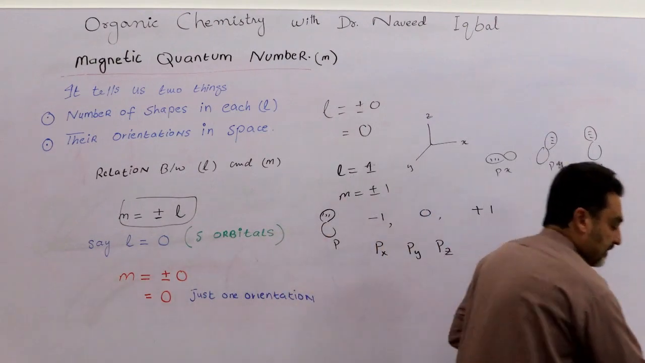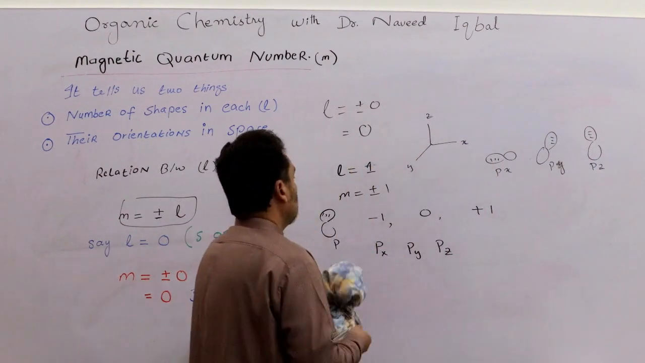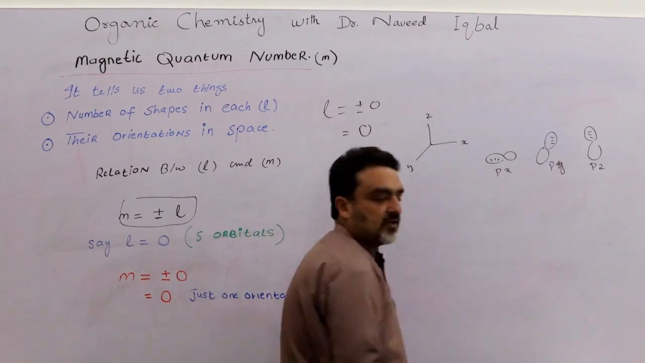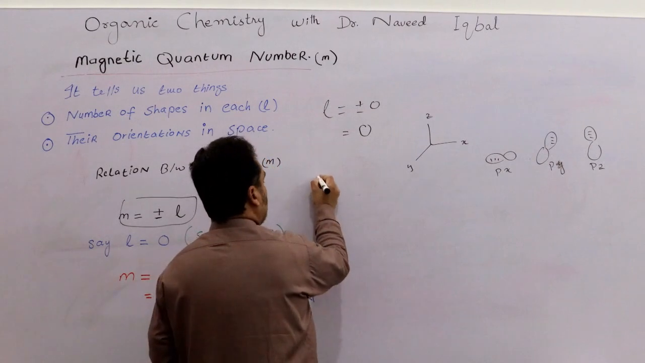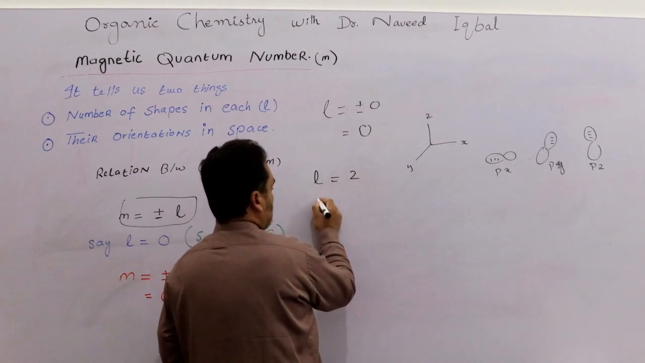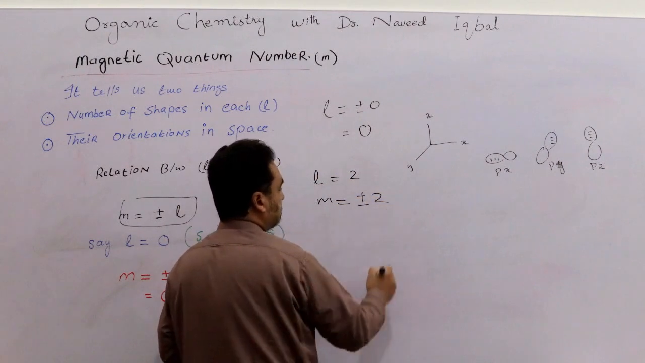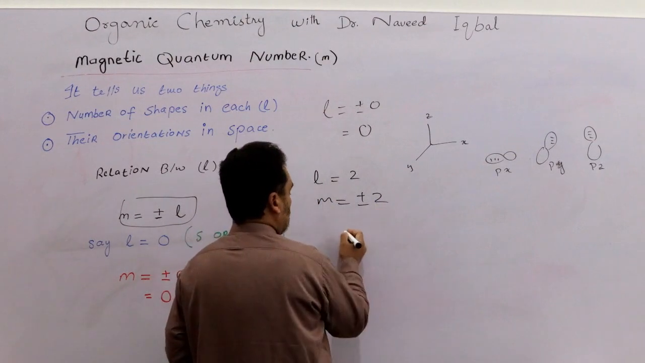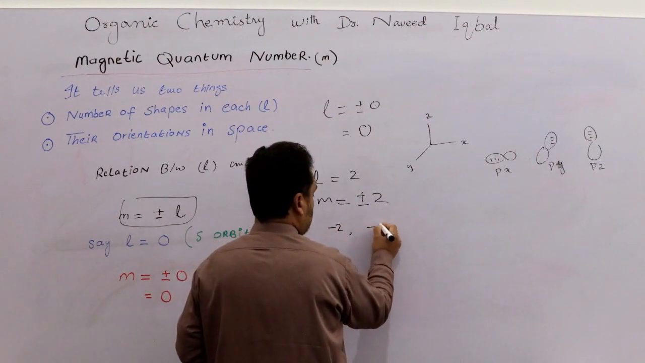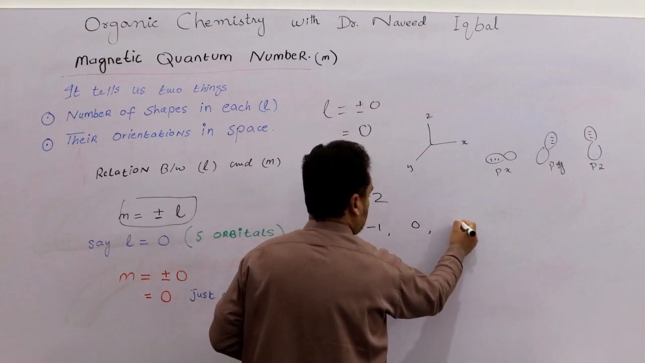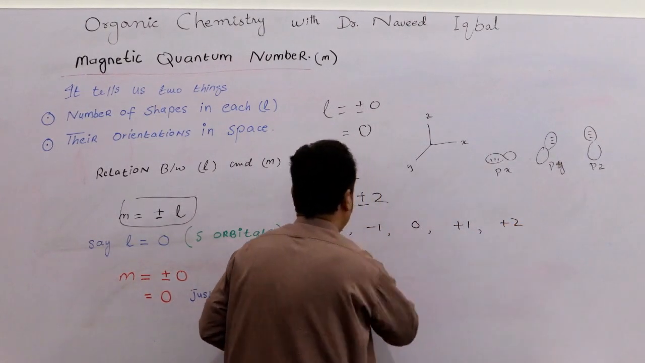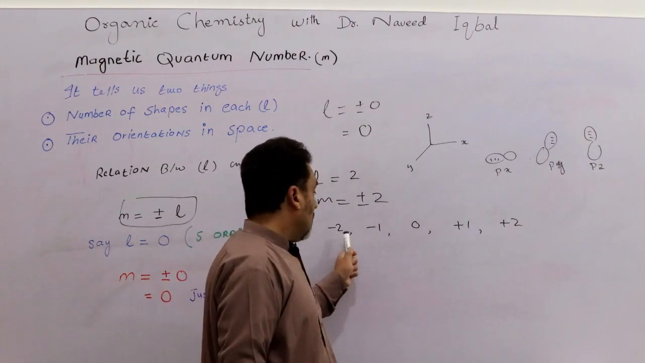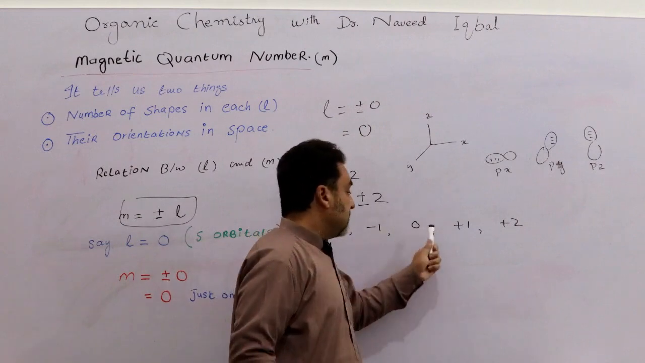So now let's go. If L is equal to 2, it means that we are talking about the d orbital. L is equal to 2, so m is equal to plus minus 2. So minus 2, minus 1, 0, plus 1 and plus 2. Now as you see, it gives us 5 numbers: 1, 2, 3, 4, 5 numbers.